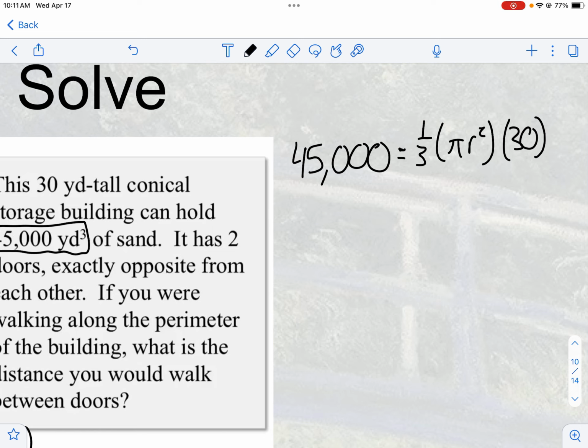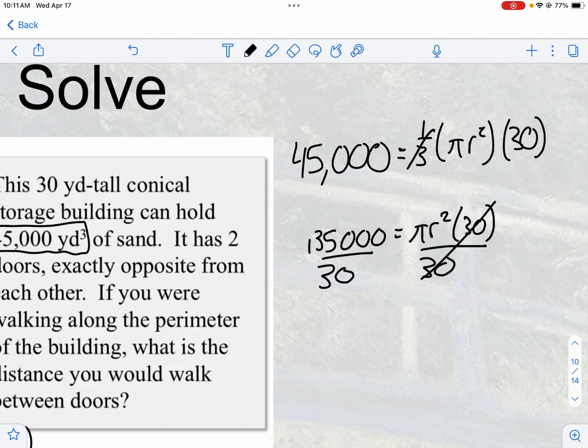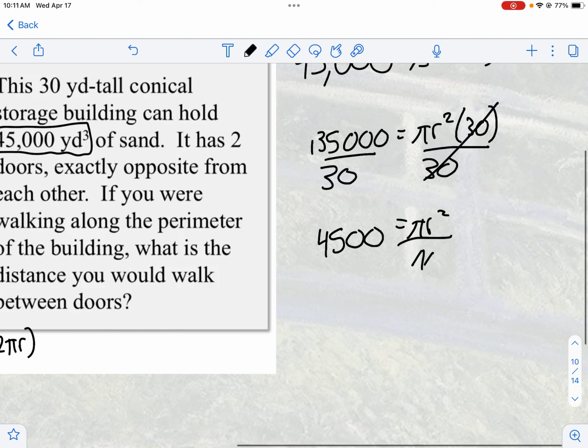I'm going to take my 45,000 and multiply it by 3, which is getting rid of that 1/3, which is 135,000. Pi r squared 30. And then I'm going to take that and divide by 30 on both sides. And I get 4,500 equals pi r squared. And divide by pi.